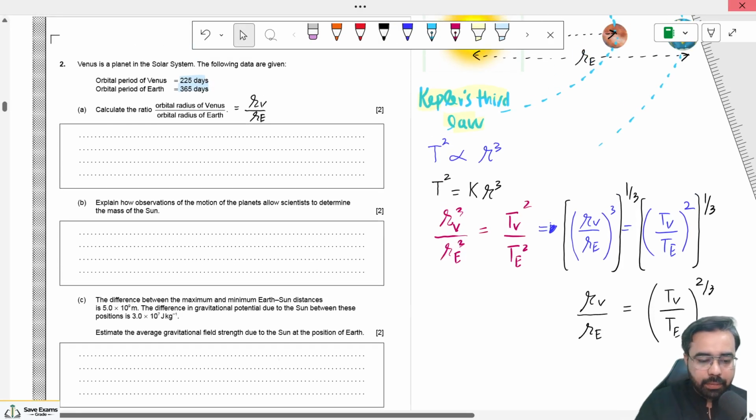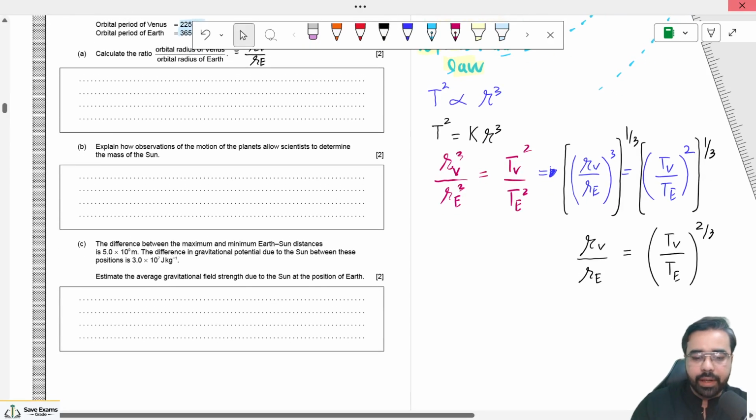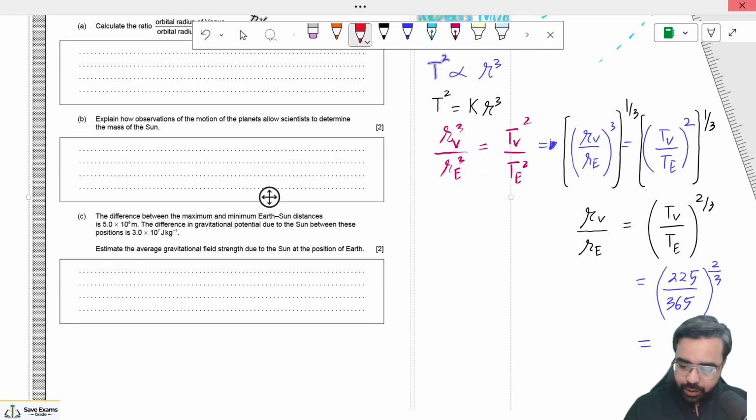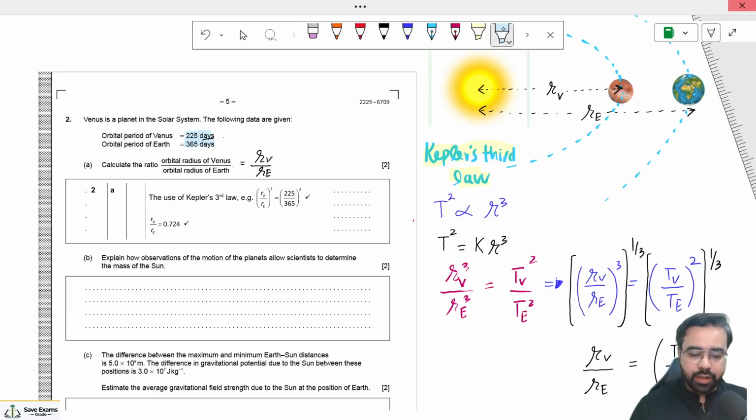Now we are given the orbital time period in days. You don't need to convert it into seconds because we are having a ratio, so it will just cancel out. So it is 225 over 365. Even if you convert days into seconds, that number will cancel out in a fraction. If you take the 2/3 power of this, let us check what answer we get. Our answer should be in three significant figures. So that is 0.724 without any unit. And here is what the mark scheme says: Kepler's third law, and this is a ratio.